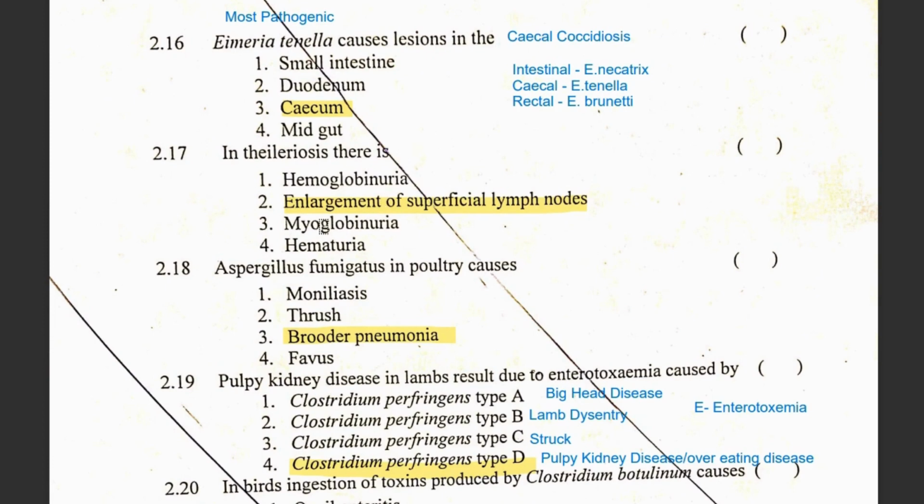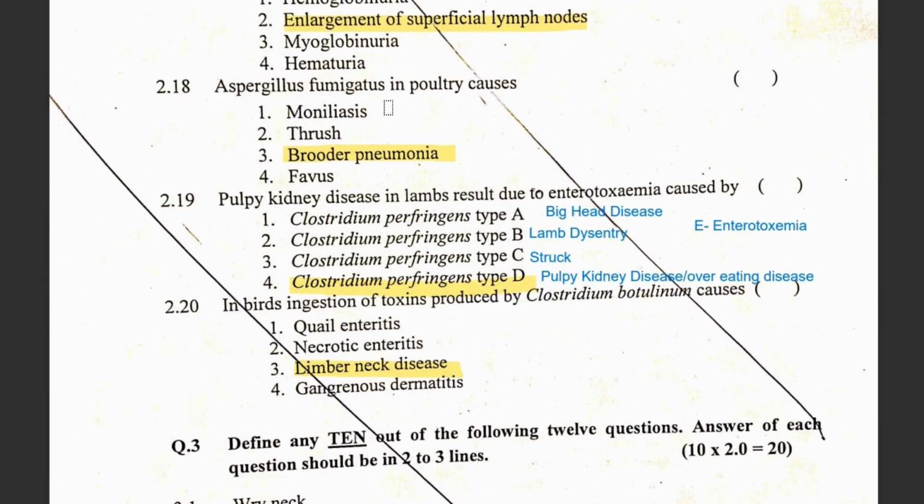In theileriosis, there is enlargement of superficial lymph nodes. It is a very, very important characteristic of Theileria. And another most important characteristic of Theileria in blood smear examination is the existence of Koch's blue bodies. Aspergillus fumigatus in poultry causes brooder pneumonia. Pulpy kidney disease in lambs results from enterotoxemia caused by Clostridium perfringens type D.